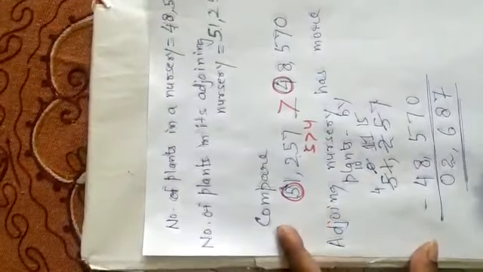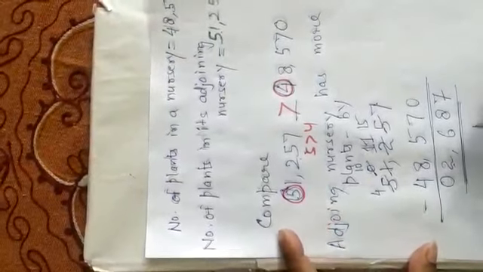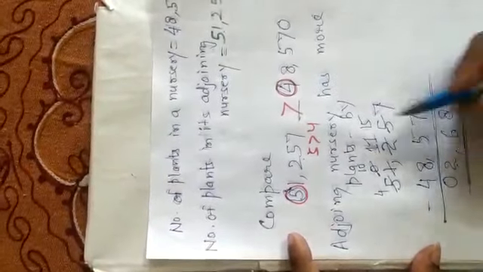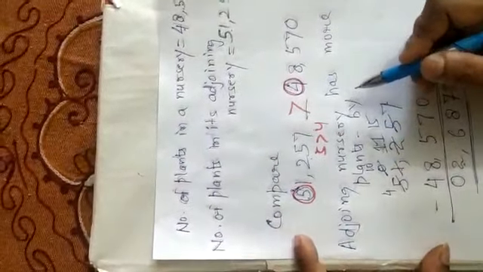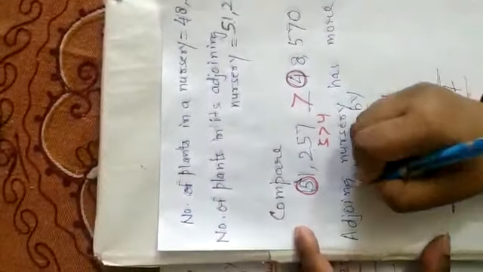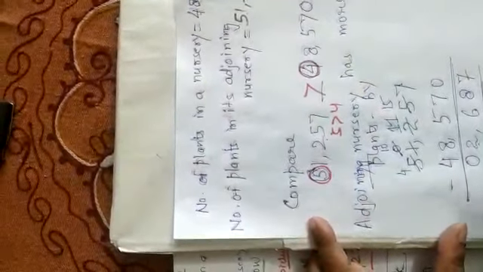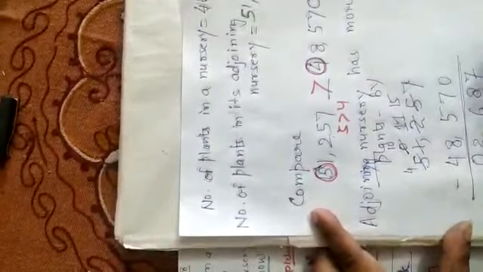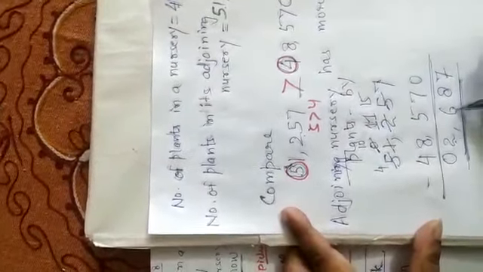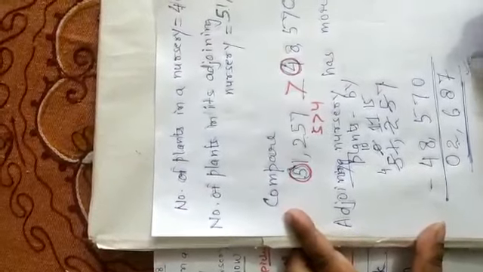2,687 is the total number of plants more that the adjoining nursery is having. So here the adjoining nursery has won the race of having more plants. So the adjoining nursery has more plants by how much? By 2,687.